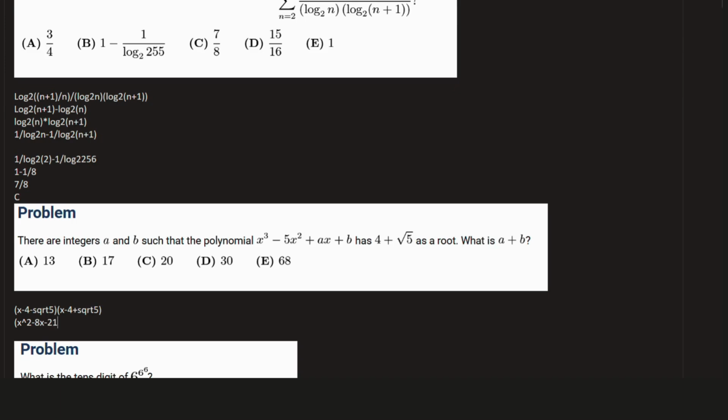minus 21. Now we know that we have a third root, as this is a cubic, so we can let this third root be p.